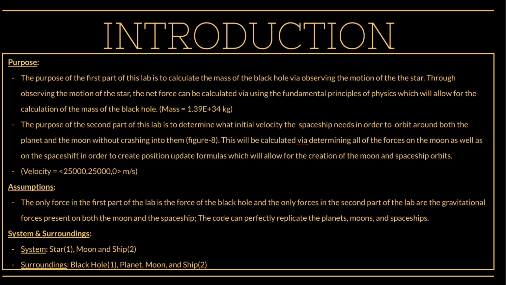The assumption is that the only force in the first part of the lab is of the black hole, and the only force in the second part of the lab is going to be the forces present on the moon and the spaceship. And then another assumption is that the code can perfectly replicate these motions. The system in the first part is going to be the star, and the surroundings is going to be the black hole. And the system in the second part is going to be the moon and the spaceship, and then the surroundings is going to be the planet, the moon, and the spaceship.